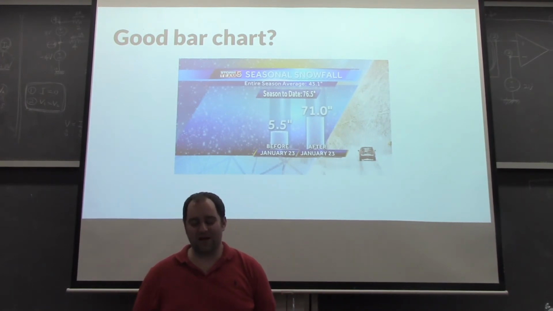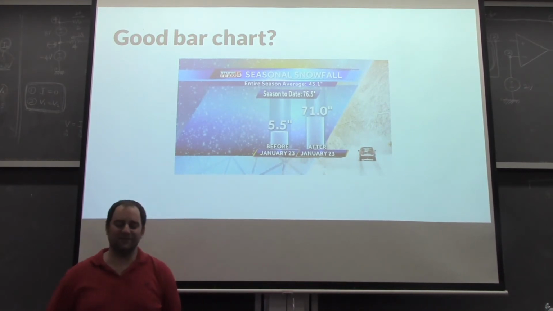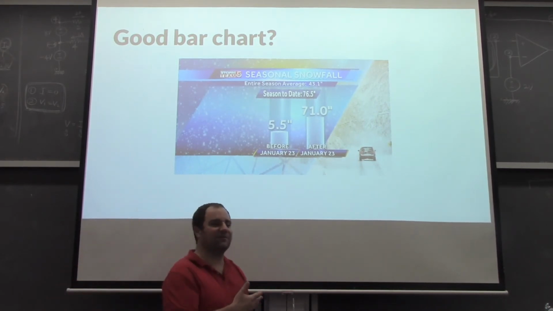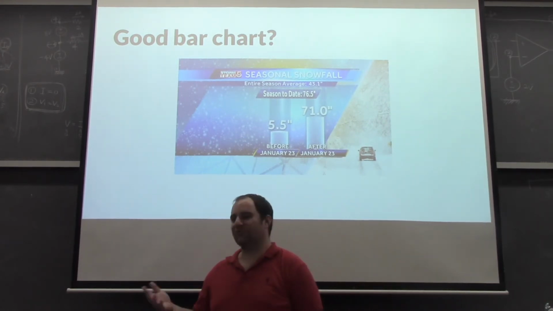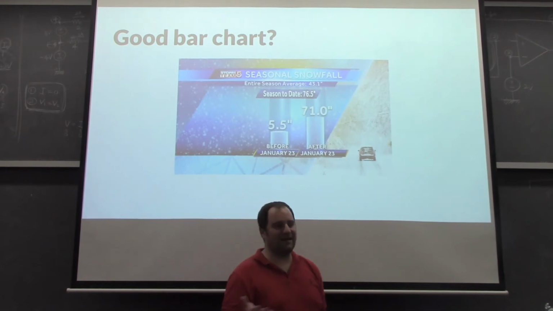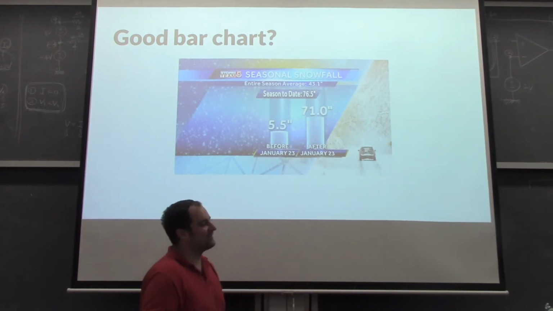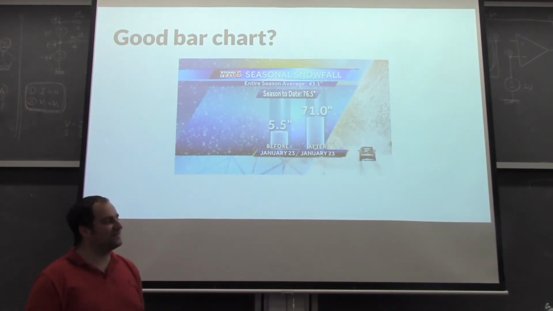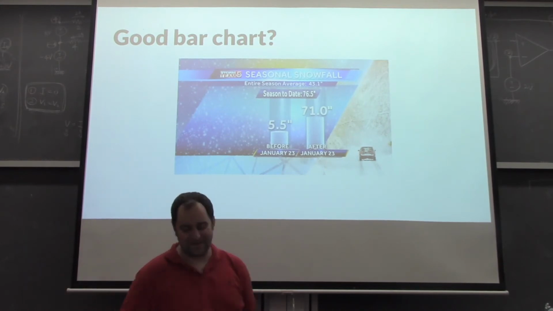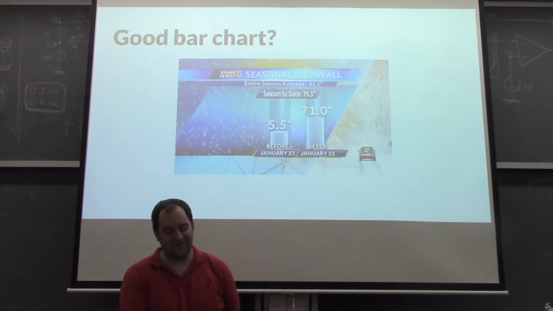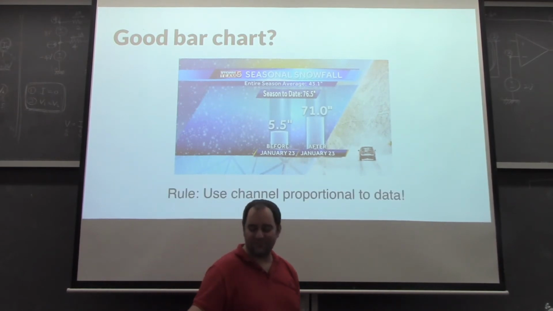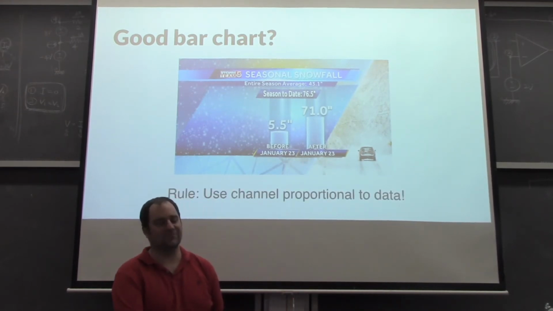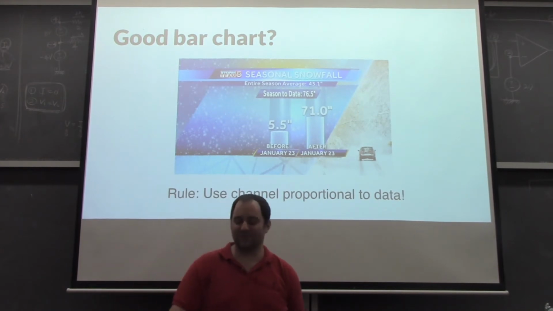This is absolutely not proportional, right? There are completely different scales for those bar charts, and I actually don't get the point here, because usually news organizations try to make something more dramatic, but here they're actually making it less dramatic, right? It looks like, oh, we only got an extra 20% of snow, but in fact it's many times as much snow. So I don't really understand what is going on here. So the one rule is to use the channel proportional to the data, which is kind of obvious, but you would be surprised.